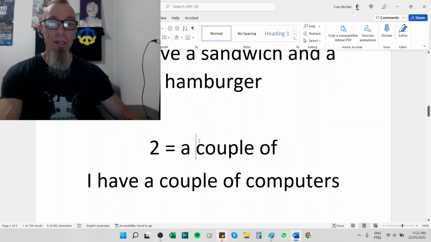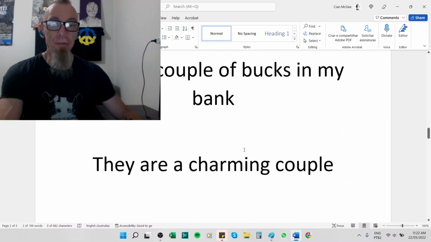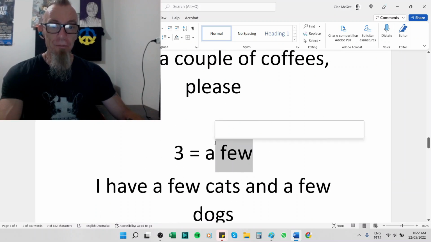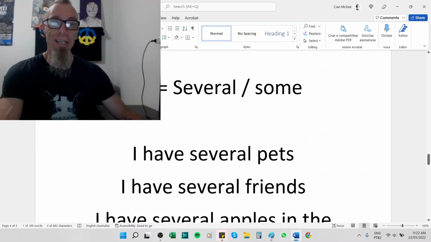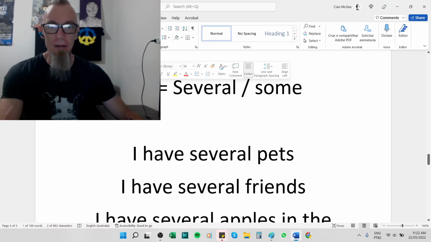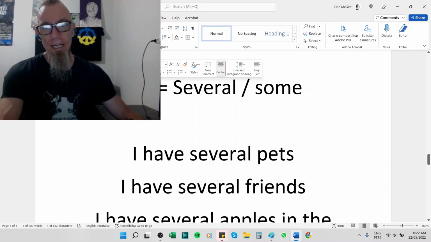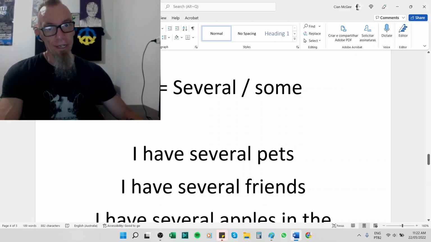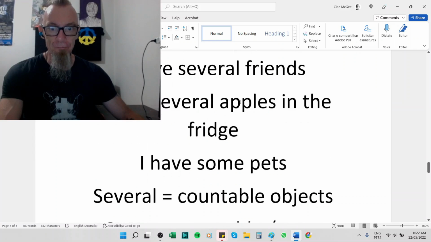Then we have 2, which is a couple of. Then we went to 3, which was a few. Then 4 to 9, or 4 to 7, or 4 to whatever. Once again, I mean, if we're counting Skittles, it's going to be like 4 until 50. But if we're talking about tables or elephants, well then, you know, the 9 elephants, that's a fair few elephants, right?